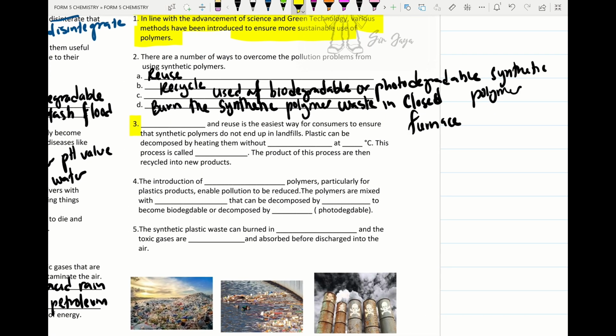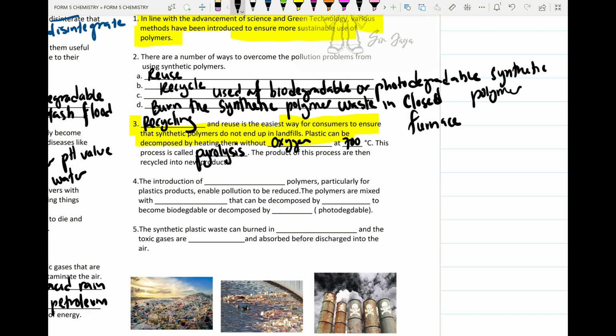So we check point number 3. Recycling and reuse is the easiest way for the consumer to ensure synthetic polymers do not end up in the landfill. The plastic can be decomposed by heating them without the presence of oxygen at a temperature of 700 degrees Celsius, and this process is known as the pyrolysis process.